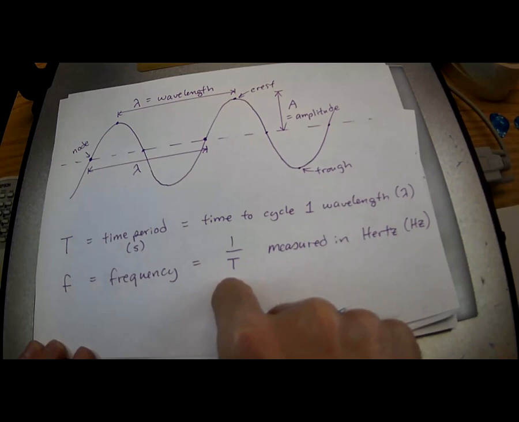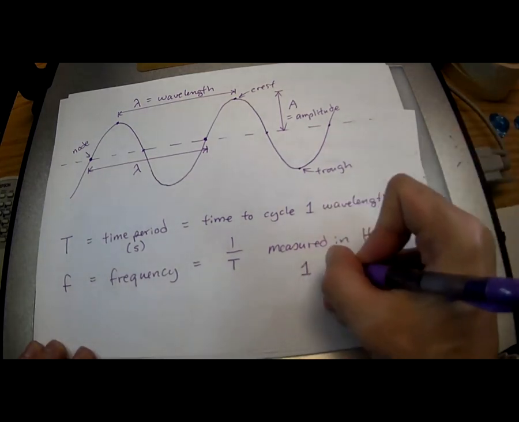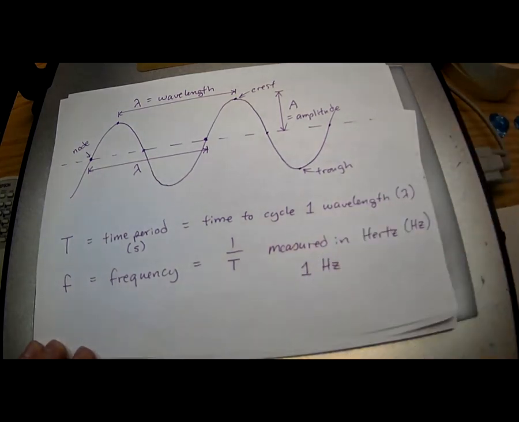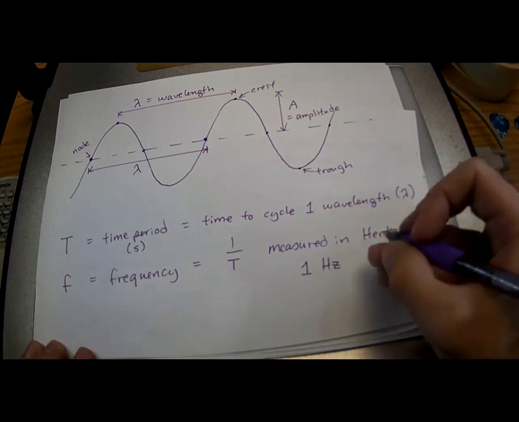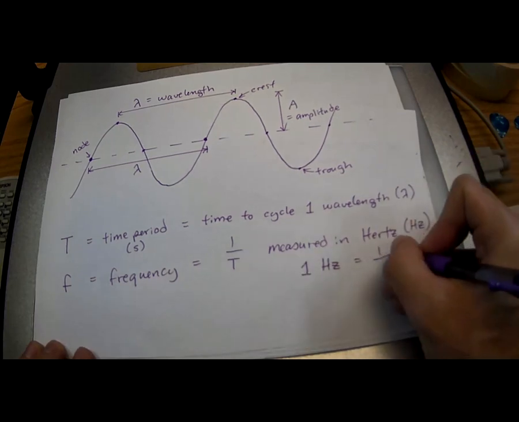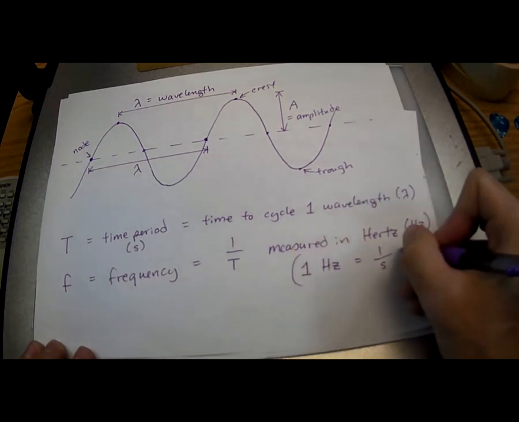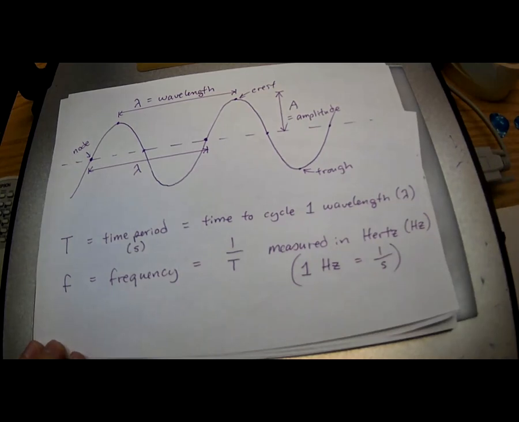And what is 1 hertz in terms of base SI units? Well, frequency is 1 over time period. Isn't that like 1 over seconds? That's what 1 hertz is. 1 hertz is 1 cycle per second, and you can call it 1 over seconds. It's the same thing.